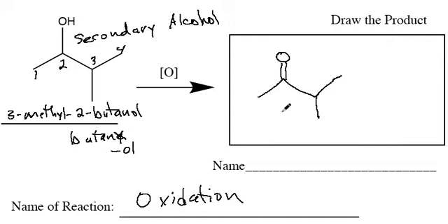We're going to name this ketone in a similar way to how we named the alcohol. So we're going to number so that the ketone has the lowest number, 1, 2, 3, 4. So this is going to be based on butane again. However, we now have a ketone, so we're going to drop the E, and we're going to add -one. So this will be called butanone.